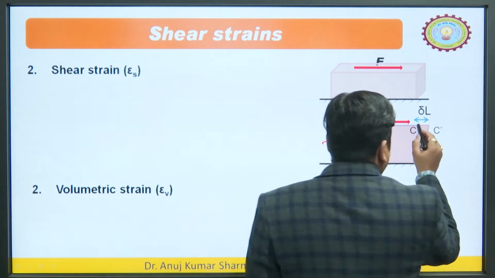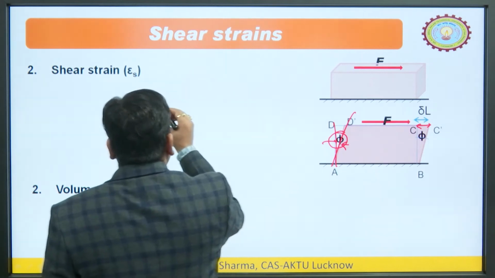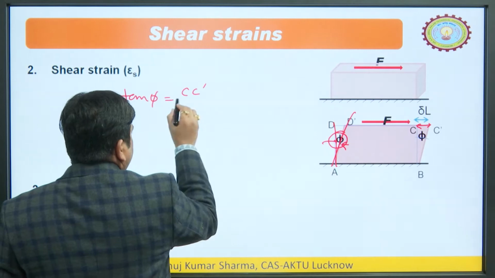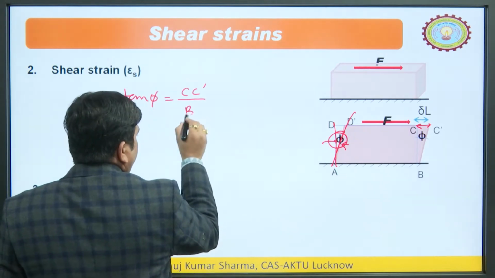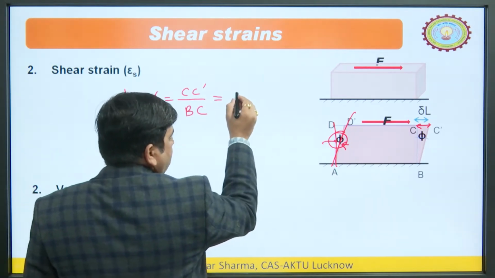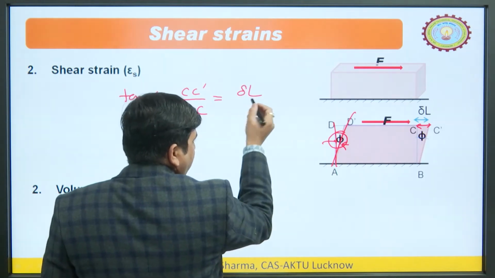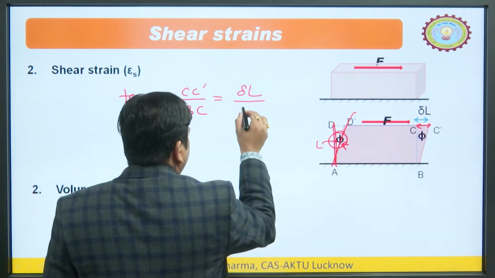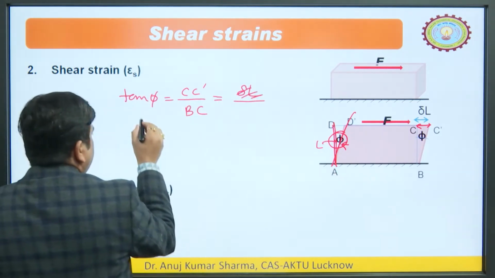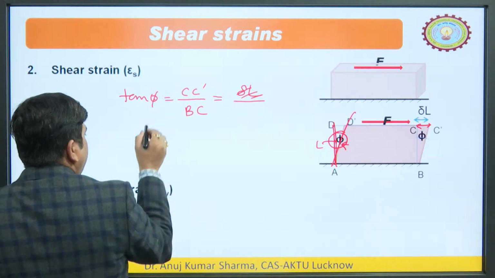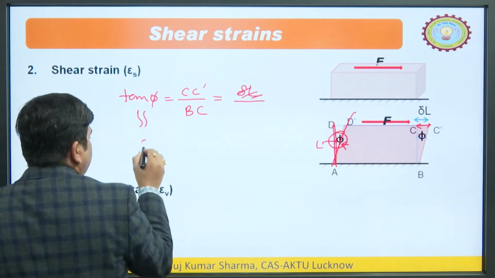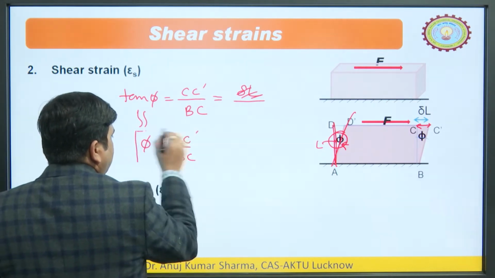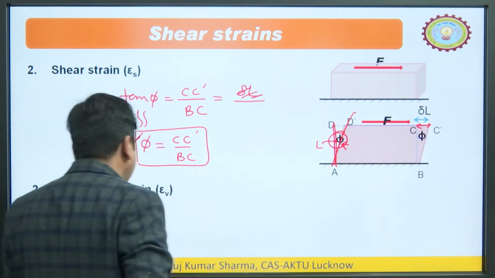Deflection is how much? Deflection is this CC dash. Similarly, tan phi is equal to CC dash upon the dimension BC. CC dash means delta L, or whatever it is, and BC means, let us say, this dimension L. So, let us leave it. For very small values of phi, tan phi becomes phi, so it becomes CC dash upon BC. If we know this value, then we can easily calculate the shear strain.